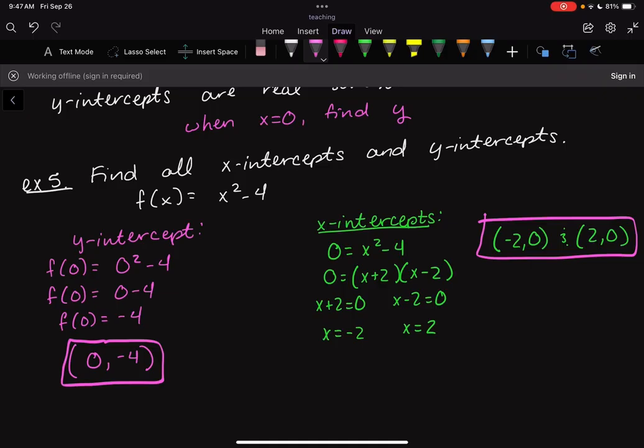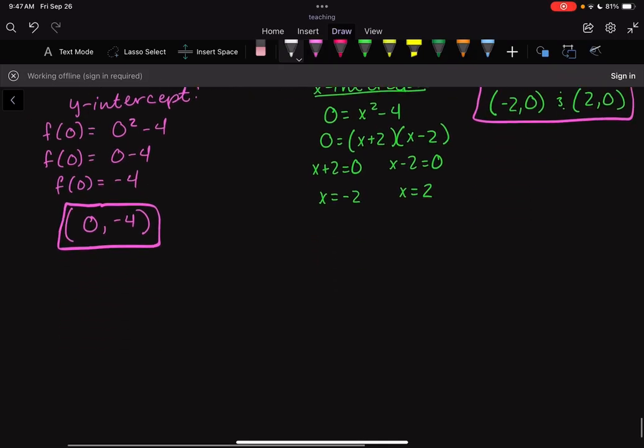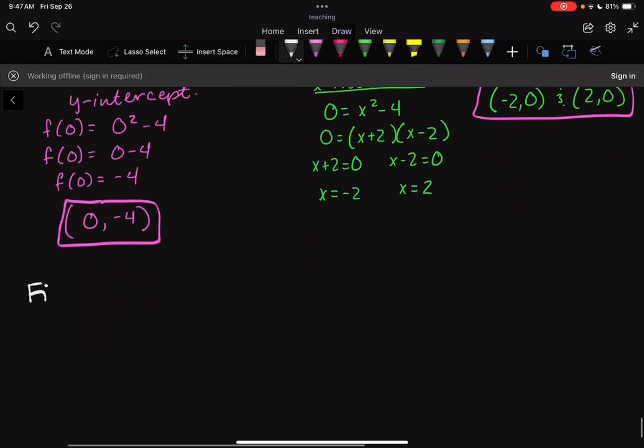Now for our last example, I just want to talk about how to find domain and range. So we're going to do finding domain and range.